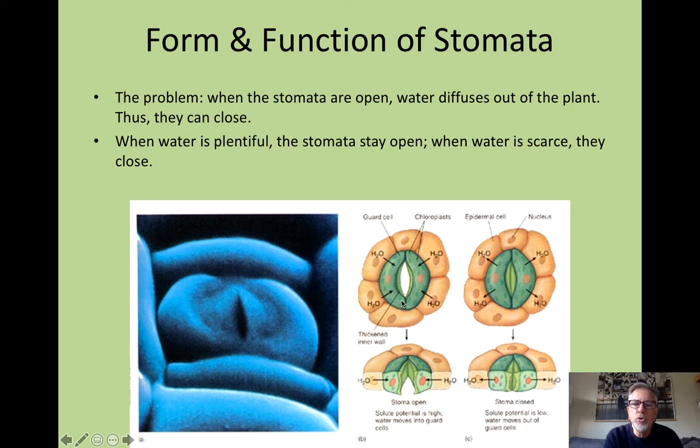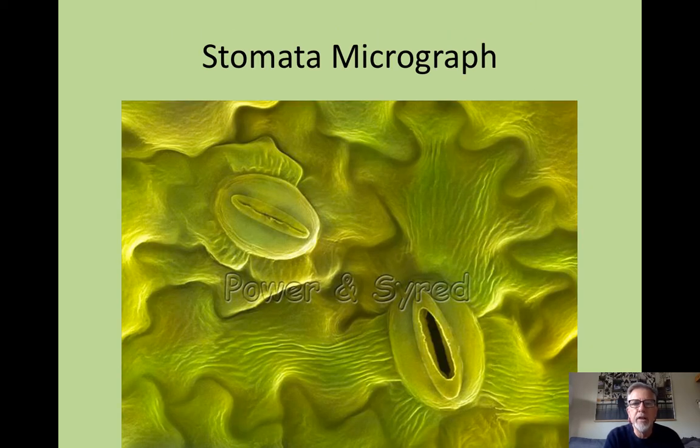But when they lose water because water is scarce, they are no longer turgid and they fold together and close and prevent the evaporation of water. And here's a nice electron micrograph which shows you that some are closed and some are open.